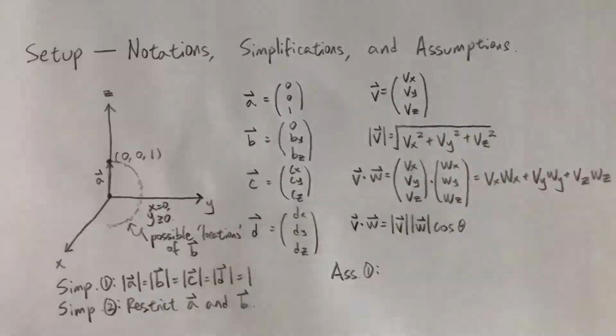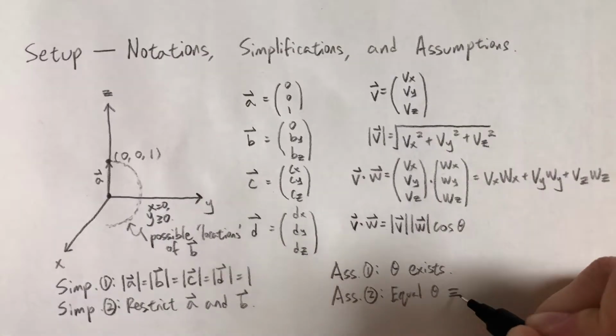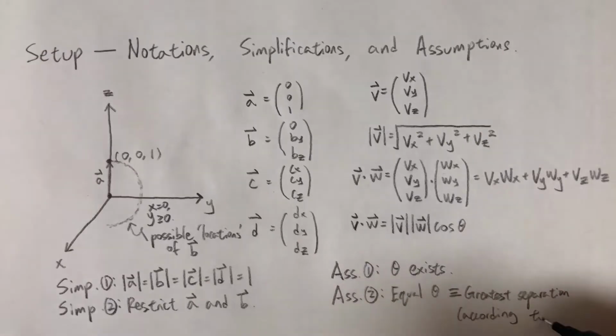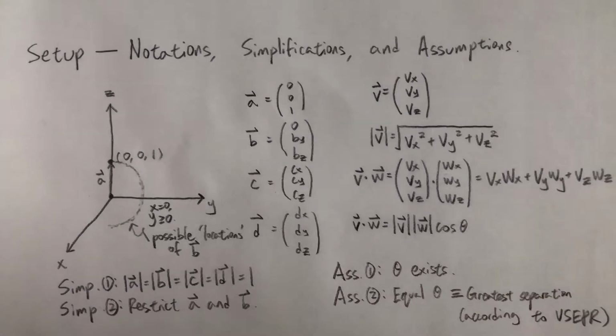In terms of assumptions, we would assume that a solution exists where all angles are equal for 4 bonded groups, and we would also assume that equal angles of separation is equivalent to the greatest separation between groups in accordance to VSEPR theory. So, let's get to the math.